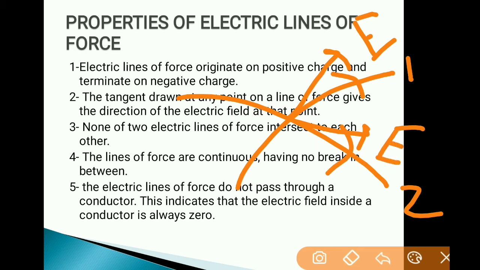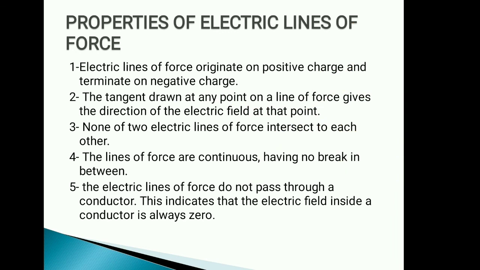So is it possible that at this one point you are getting two directions of the electric field? Two directions of the electric field means if you keep the test charge at the intersection point, the test charge will experience two directions of force, which is practically not possible. Right? If you place a test charge and it is free to move, it will move in a certain direction, not two. So two directions of the electric field would indicate that the charge will move in two directions, which is practically not possible. That is why two electric lines of force never intersect each other.